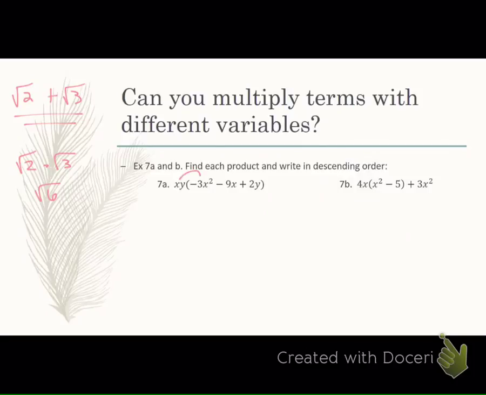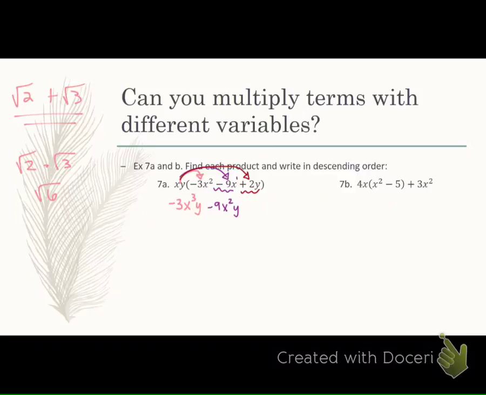So Kaylee, xy times negative 3x squared is? You don't add the 3. You add the exponents. So negative 3x cubed y. There you go. So y does not have anything to add with, so it stays. But x to the first times x squared is x to the third. So 1 plus 2 is 3. Okay, Blaine, xy times negative 9x. Negative 9x squared y. Good job, Blaine.